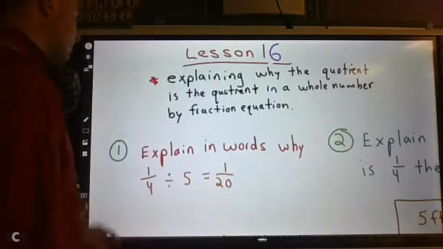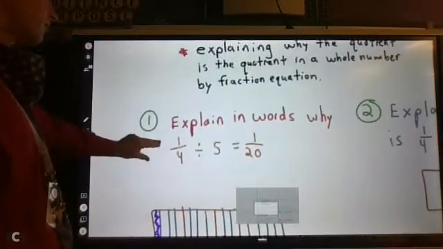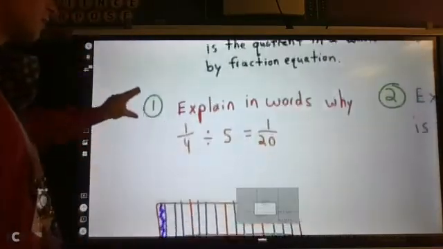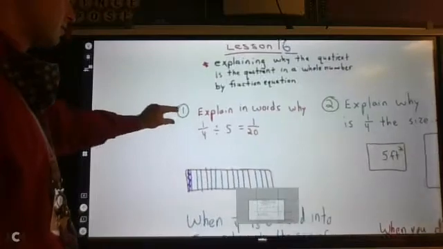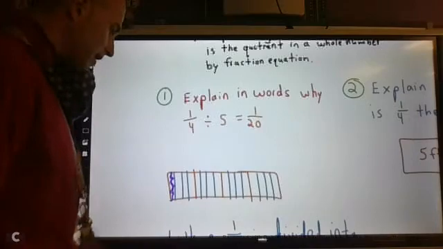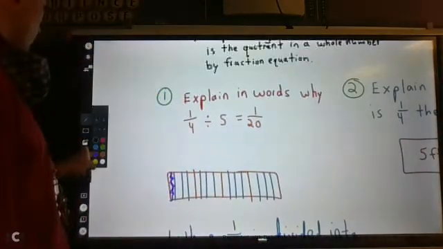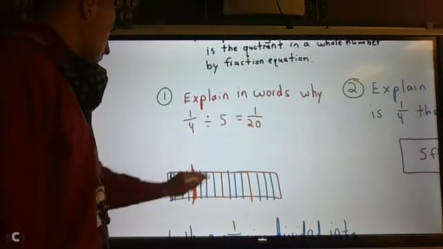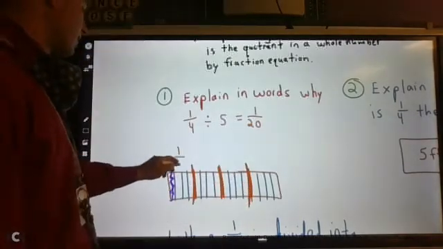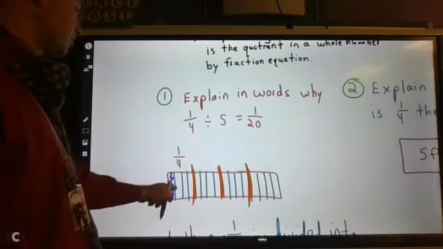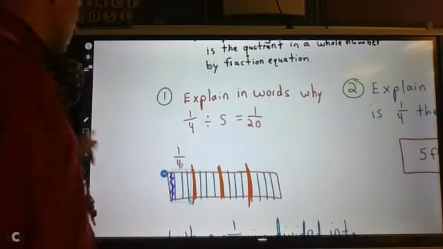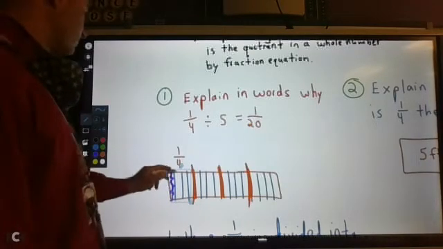So, question 1. We have 1/4 divided by 5 equals 1/20. So we are explaining it. If I draw a picture, once again, and I have 1/4 of something, and I'm dividing it into 5 parts. That's not 5 parts. We need to get it into 5 parts.